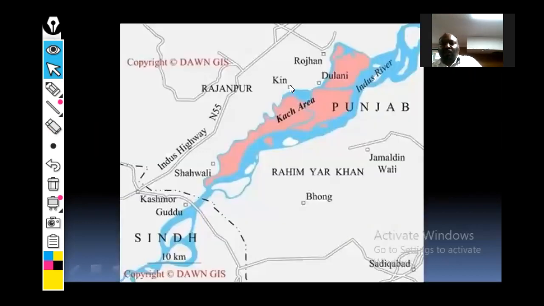So you can see, where is Rojan? Can you see Rojan here? It is on the Indus River, on the right hand side of the Indus River, which flows from north to south.